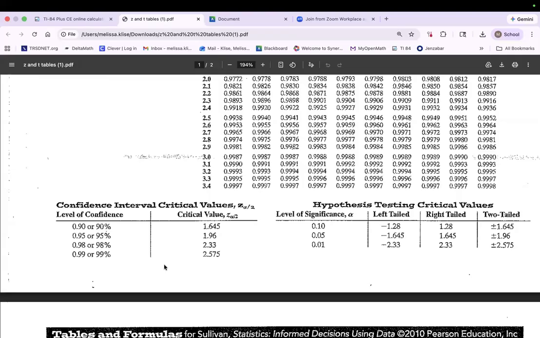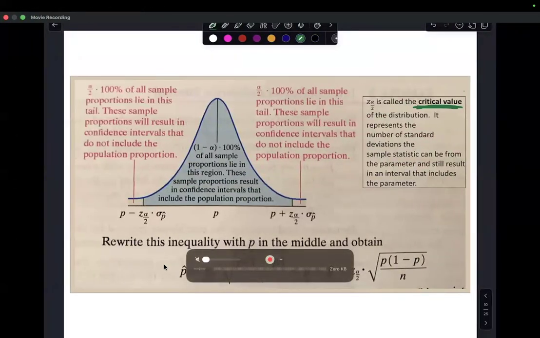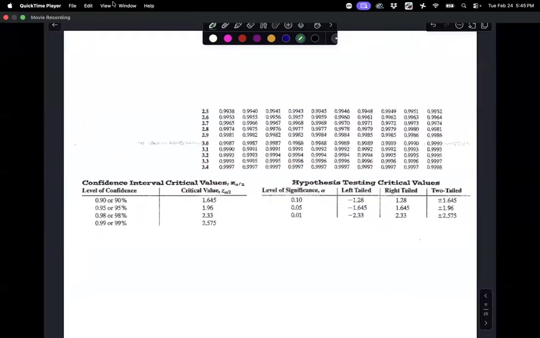Occasionally, MyOpenMath will throw you a curveball and decide to give you some really weird confidence level. It'll say something like 85% or 80%. If it does that, you're going to have to use your inverse norm to get your value. So I'm going to show you real quick. We've done this before, but I want to make sure that you remember. So let me give some space. I'm just going to do it right here.